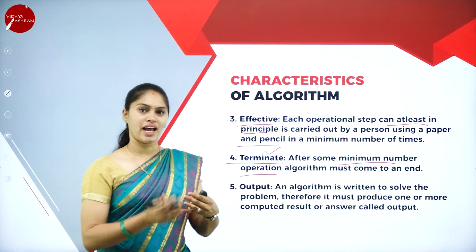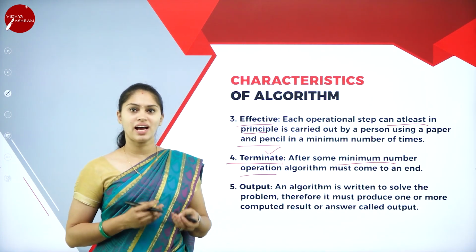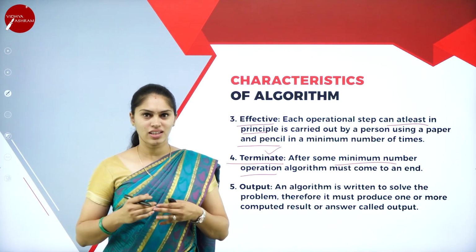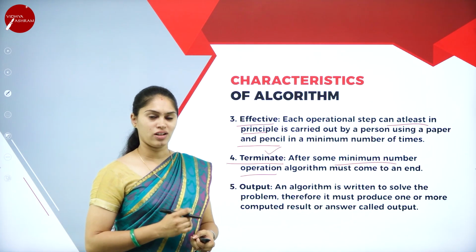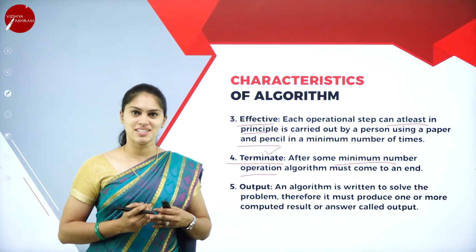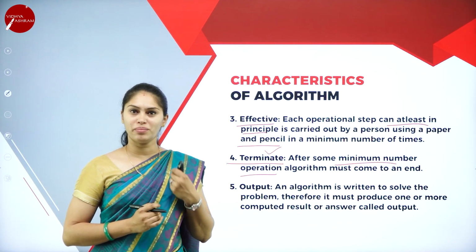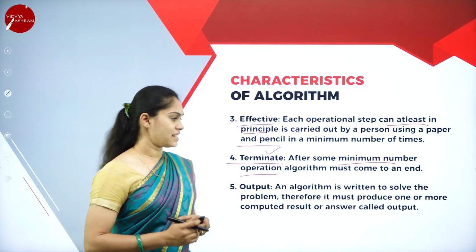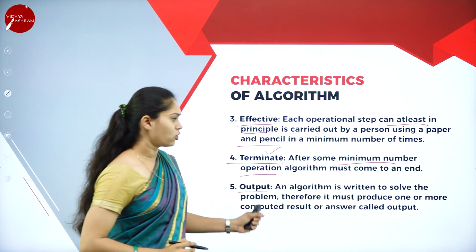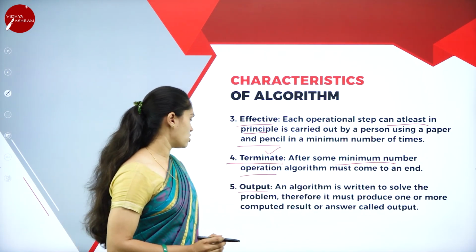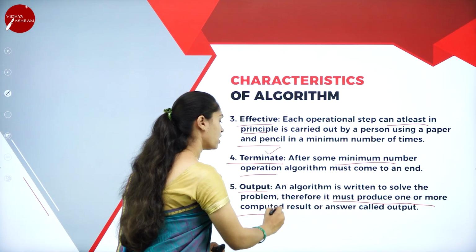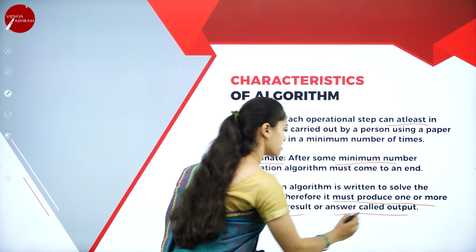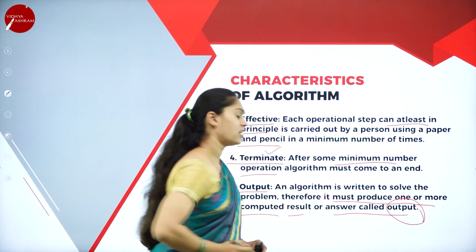Now I have taken the input, I have received the effectiveness of an algorithm, and we have taken a definite number of stages. So what must be the last characteristic? It has to lead to a proper output or a proper result. An algorithm is written in order to solve a problem. Therefore, it must produce one or more computed results or answers, which I can call the output.